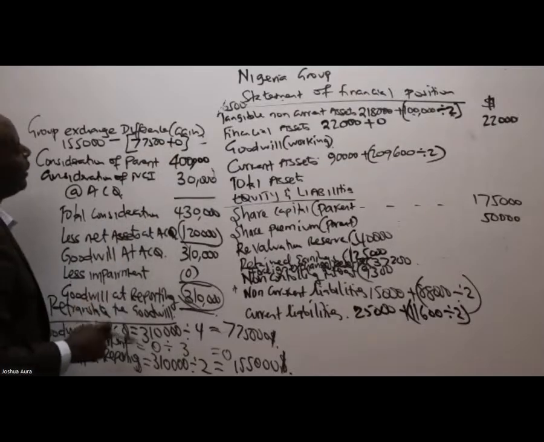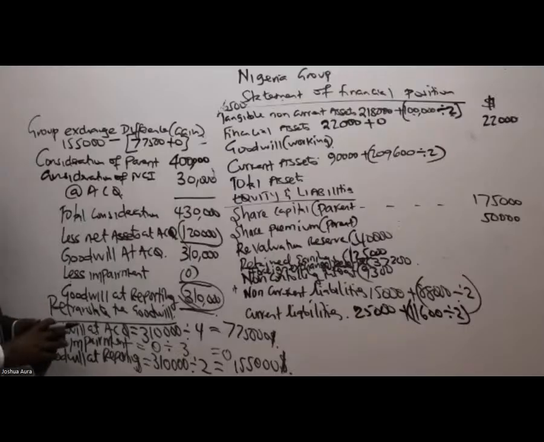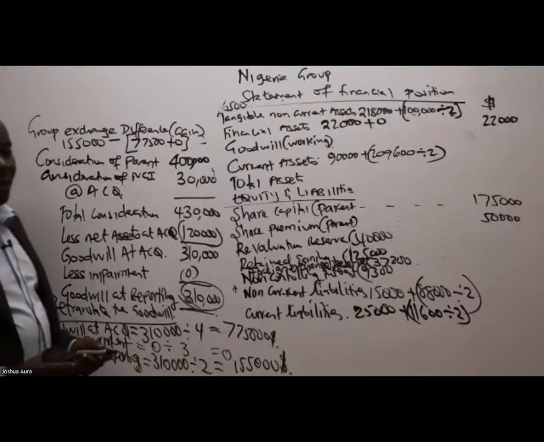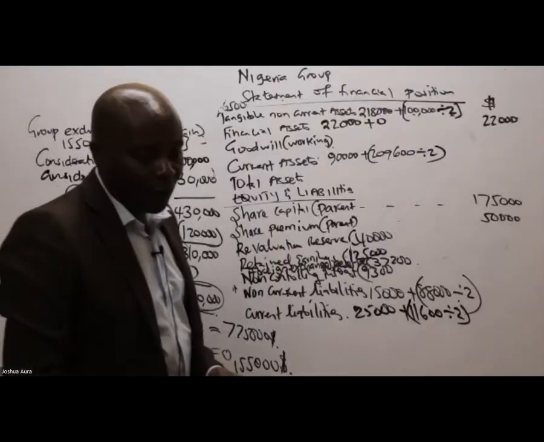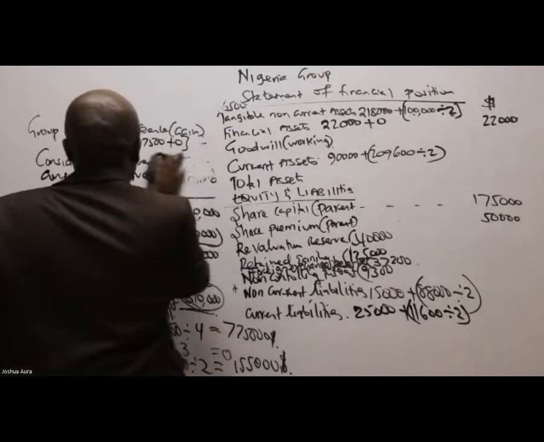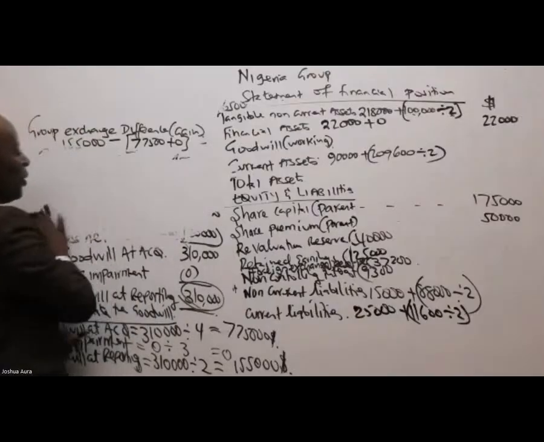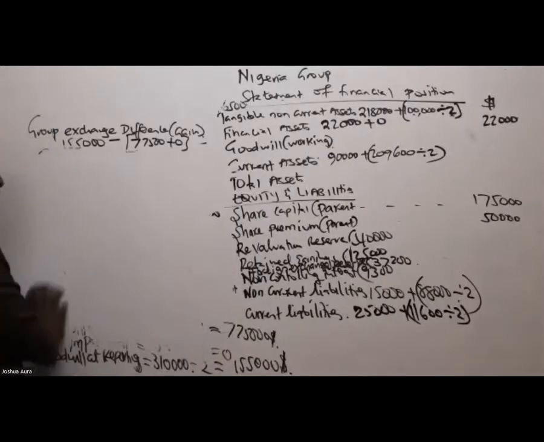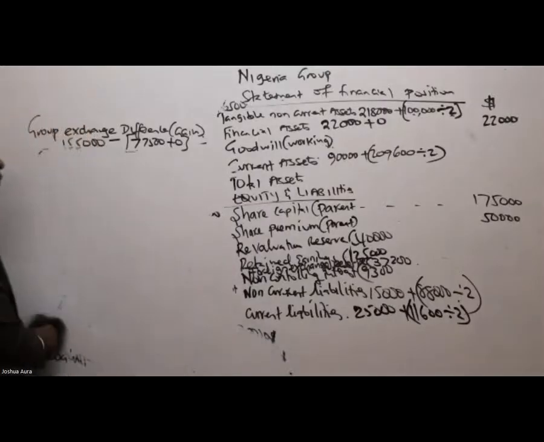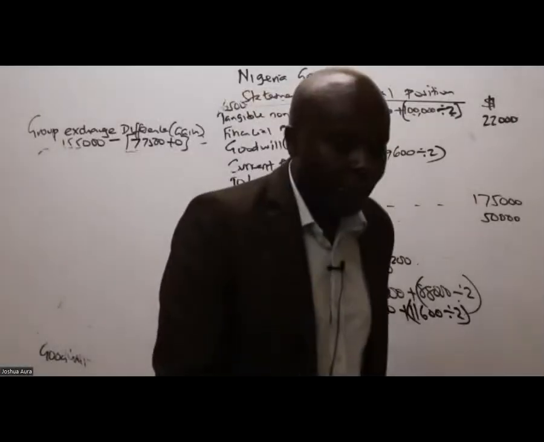So how much do we have there as our group exchange difference? What amount do we have there? Somebody gives a figure of $72,500. Is it 72 or 77?